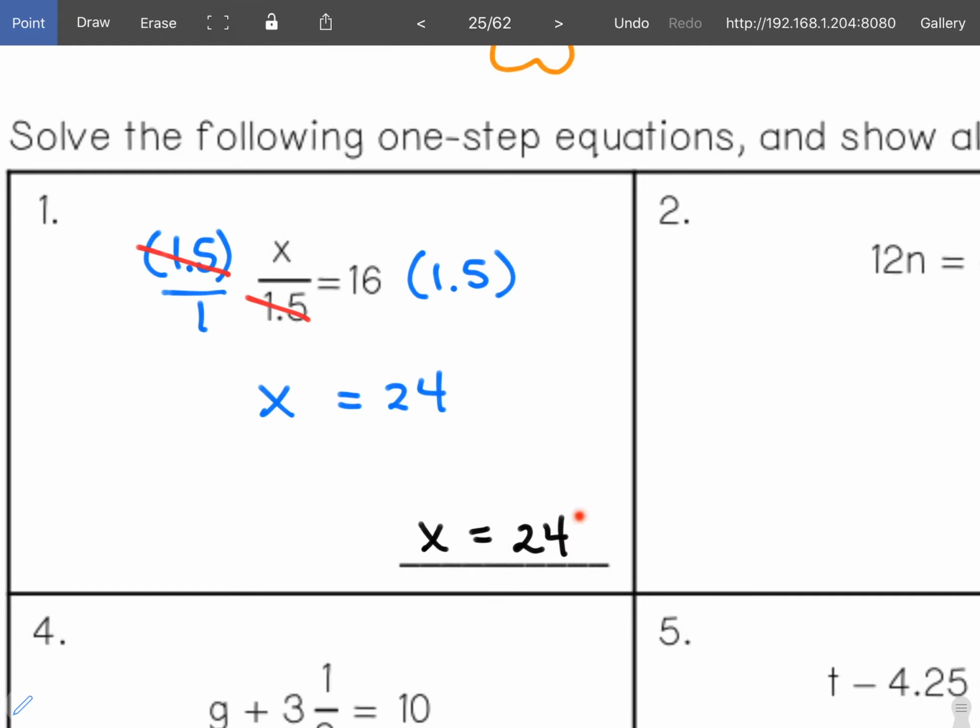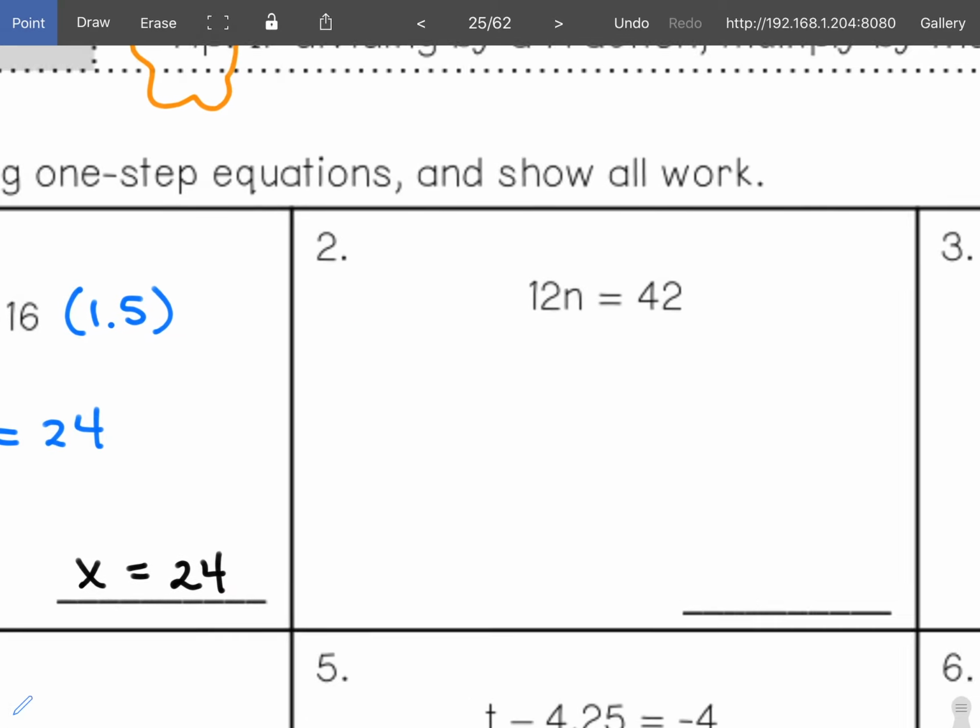If you would like to double check your answer, you can always take what you believe x is equal to, or whatever the variable is that you're solving for, and plug it in up here. So if we think x is 24, you could take your calculator and do 24 divided by 1.5, and you should get 16. If you don't, then your solution is incorrect. This is called your solution here.